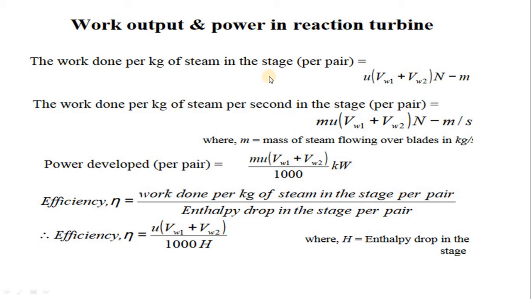The work done per kg of steam in the stage, per stage or per pair, is calculated by using a formula we already discussed: U bracket Vw1 plus Vw2. U stands for the blade velocity, and Vw1 and Vw2 are the whirling velocities. You can calculate the value of U by using the formula pi dn by 60. In a similar way, for the work done, here you must consider the mass. So the value is m into U into Vw1 plus Vw2.